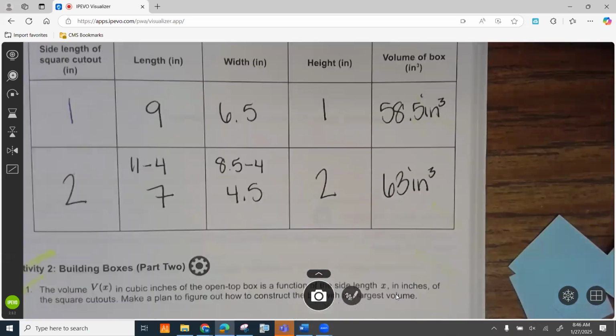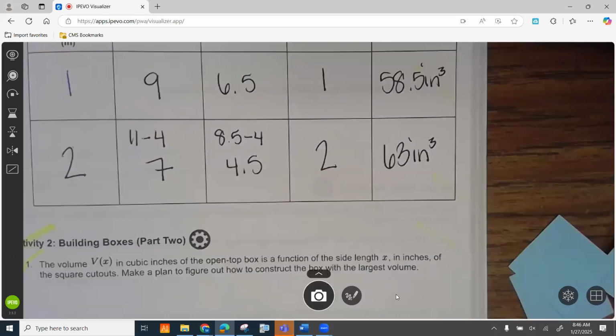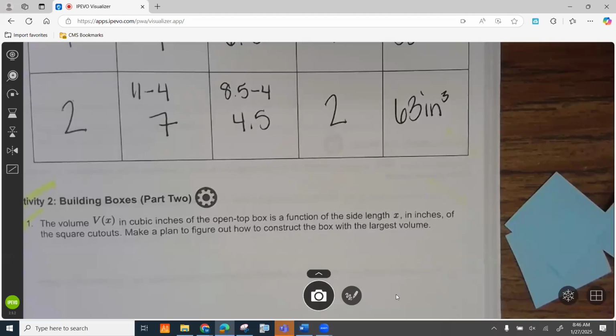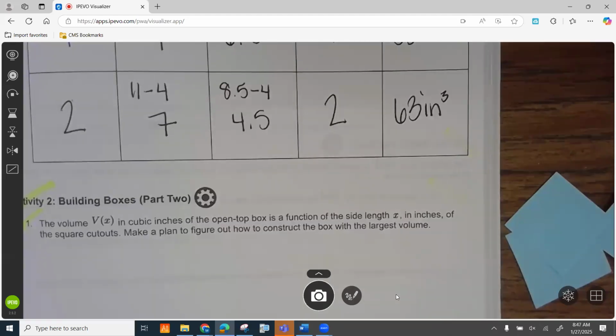All right, so we got a question down here. The volume V of x in cubic inches of the open top box is a function of the side length x in inches of the square cutouts. Make a plan to figure out how to construct a box with the largest volume.